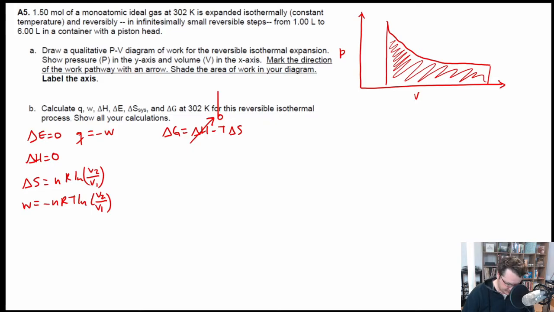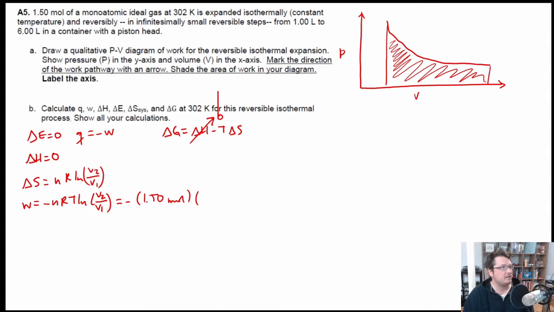So doing that, first things first, work is going to be equal to negative nRT. I already have it written right there, so I'll just use this. If I plug in my values, I have negative 1.50 moles times R. I'm saying that this is a monoatomic ideal gas.